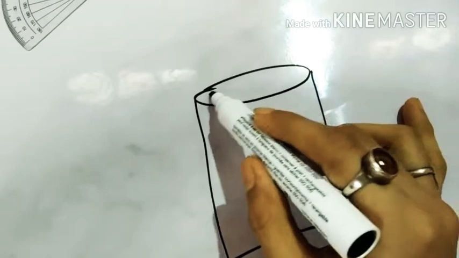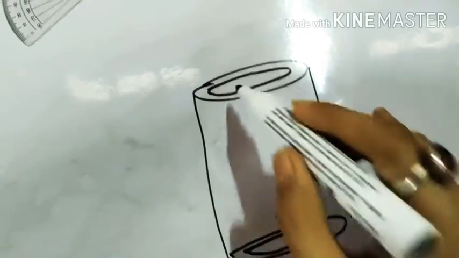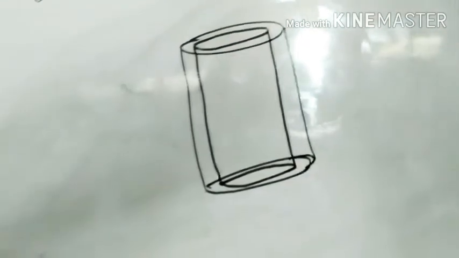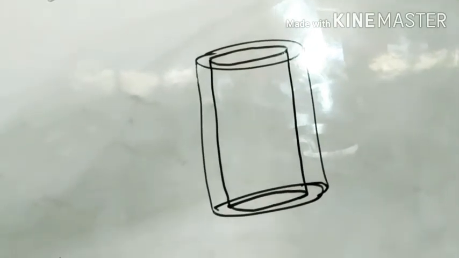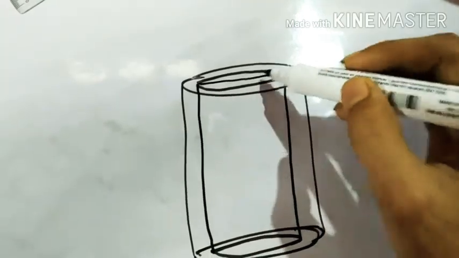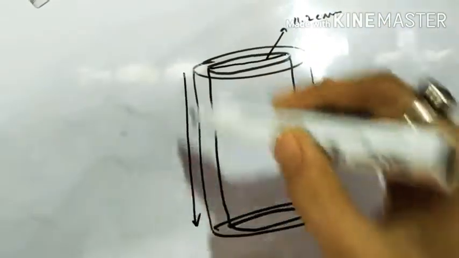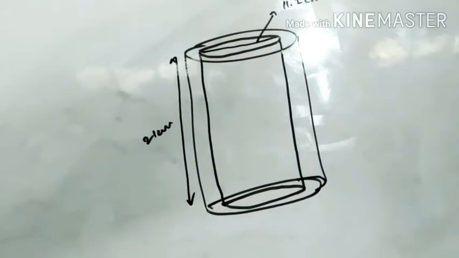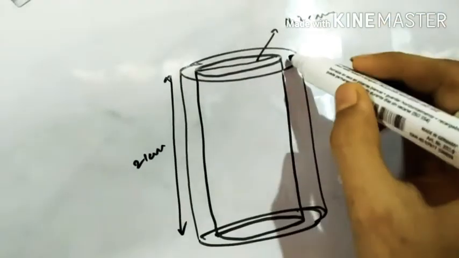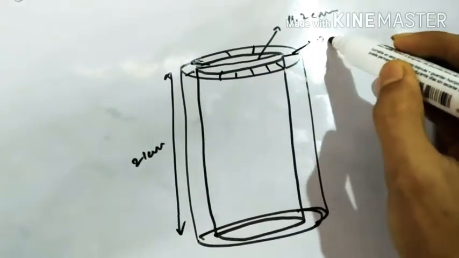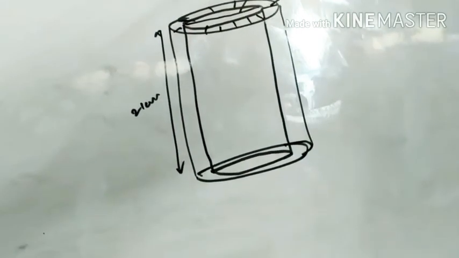So first of all, question number 13 is saying that a cylindrical tube is open at both ends. This is a cylindrical tube open at both ends. Then the inner diameter of the tube is 11.2 centimeter and its length is given as 21 centimeter. The metal everywhere is 0.4 centimeter thick. Calculate the volume of the metal correct to 1 decimal place.